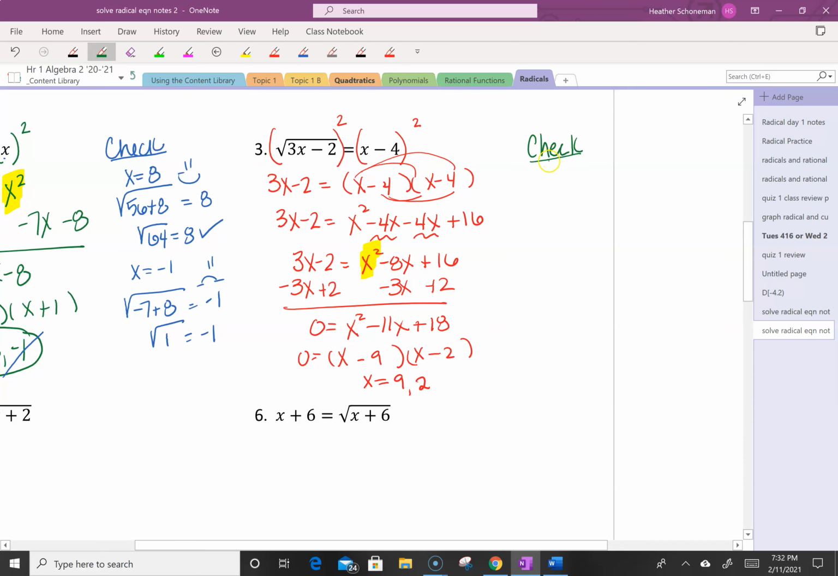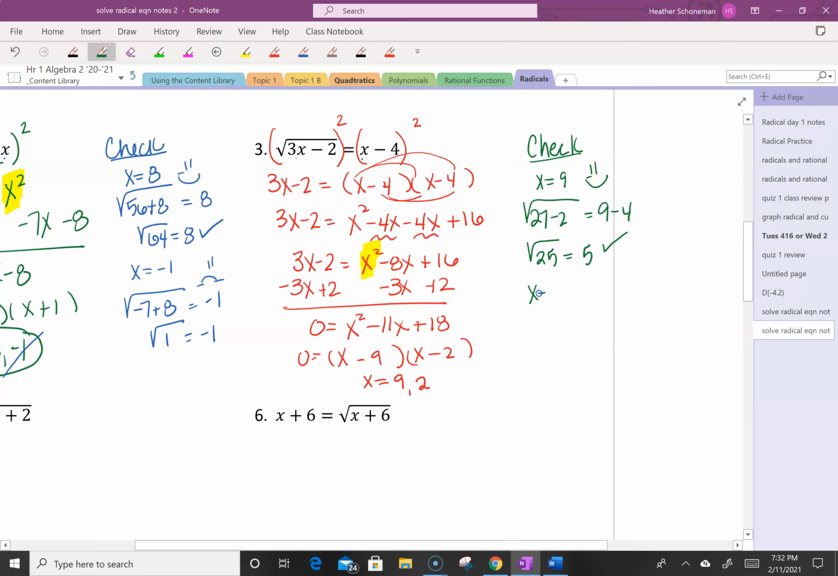So on the check, first, I'm going to try x equals 9. I'm going to plug in a 9 for each x. So 3 times 9 is 27 minus 2. And over here, I've got 9 minus 4. Well, that'd be the square root of 25, and this would be 5. Those work. This one's good.